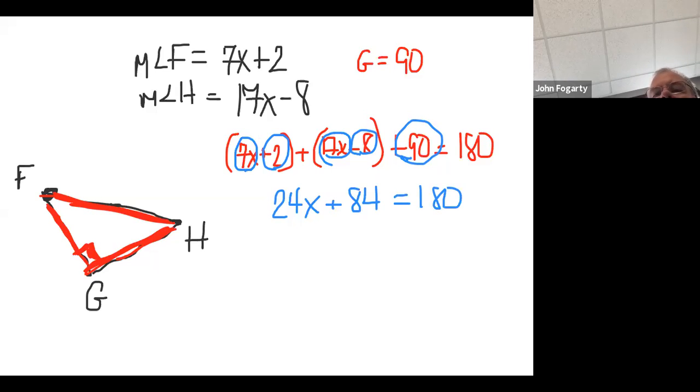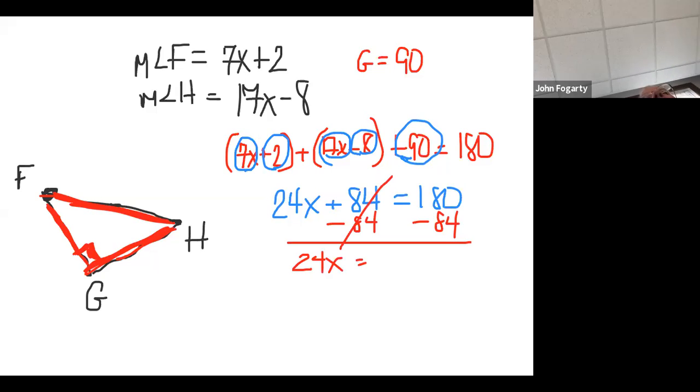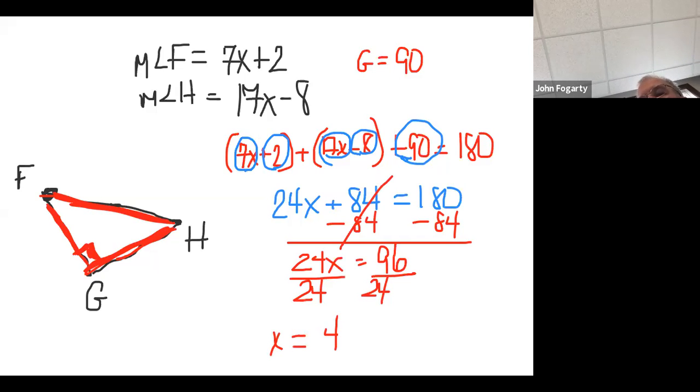Step 1. Subtract 84 from both sides. 24x equals, what's 180 minus 84? 96, right? What's 96 divided by 24? 4, right? Everybody see that? All right.